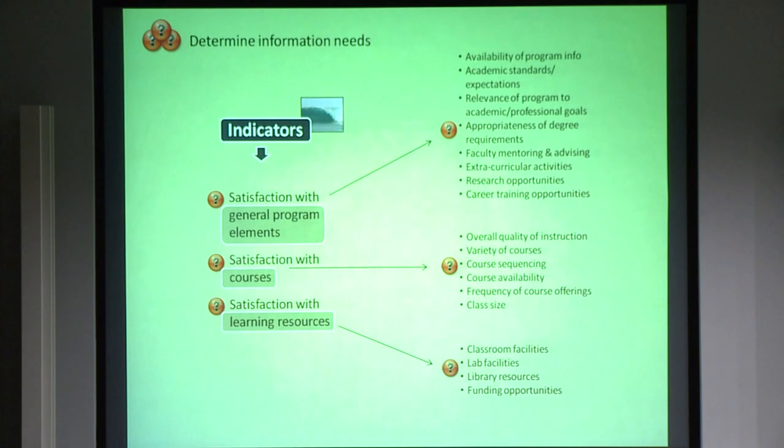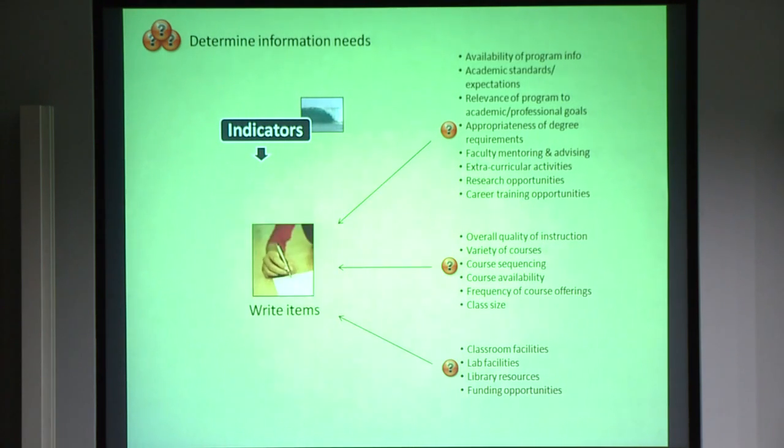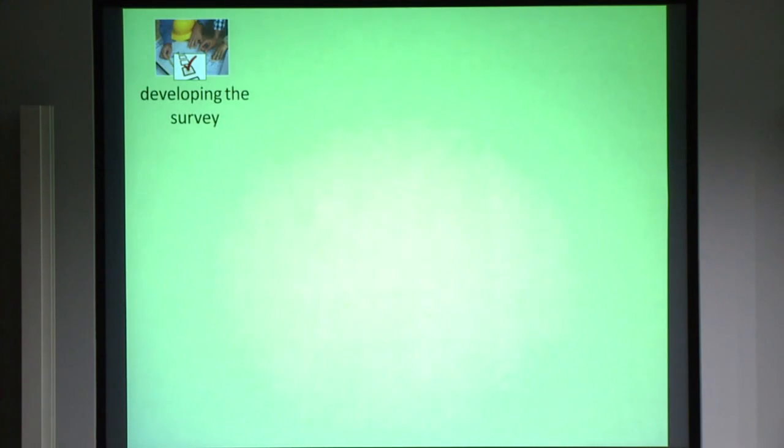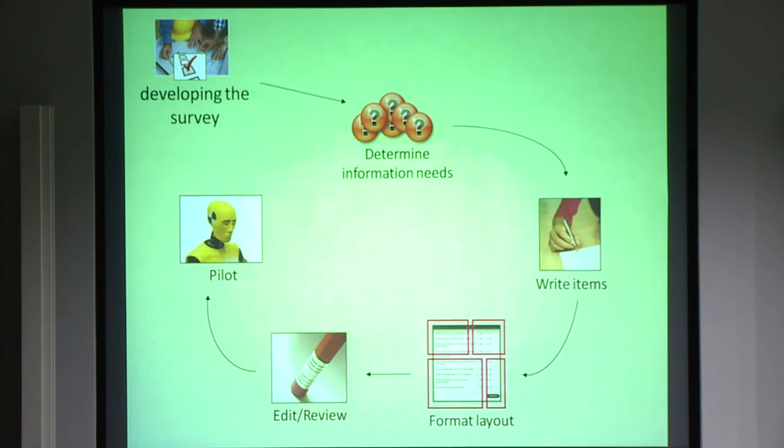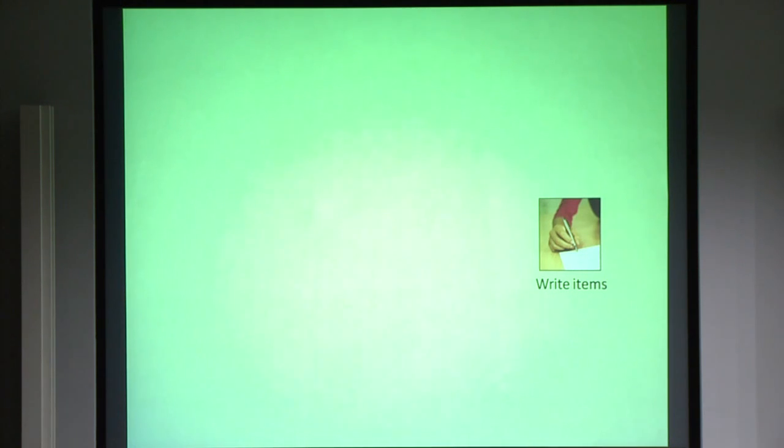If you did that, it would be very easy to then start to write your items. You'd have a rather detailed list, which could be used to write items. It's a recommended intermediary step. Let's leave it at that. So imagine you've got your information needs. The next step is to write items.